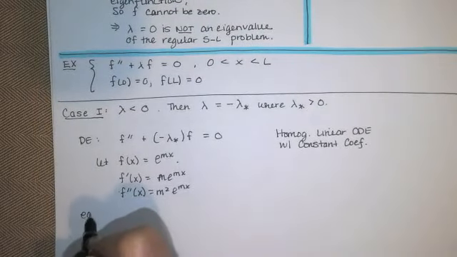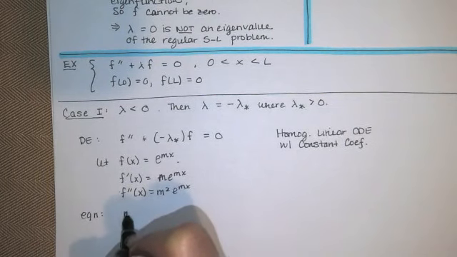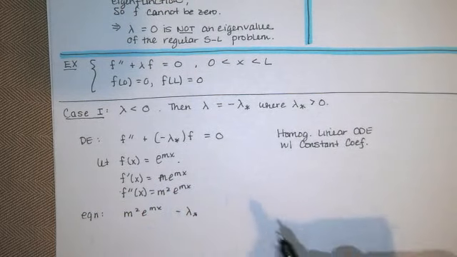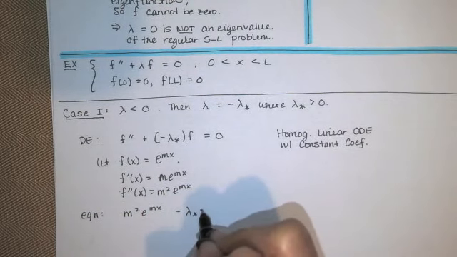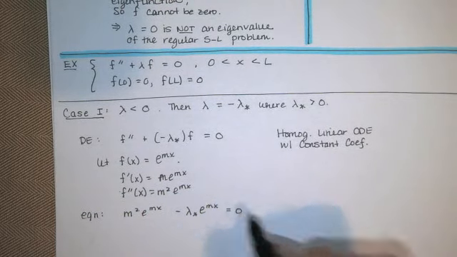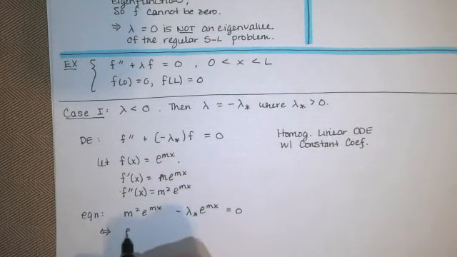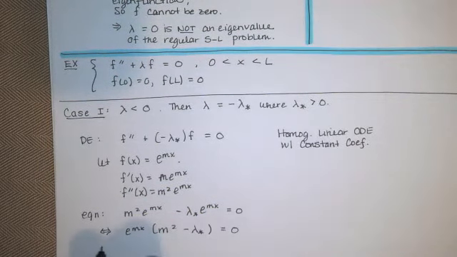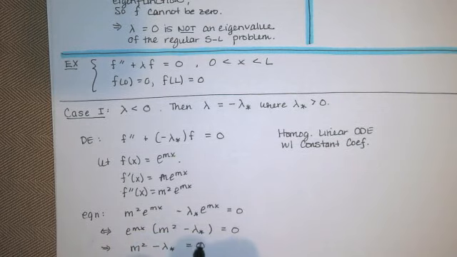Then if we go back to the differential equation and substitute, we'll have m squared e to the mx minus lambda sub star times f, which was e to the mx. That's going to equal 0. And then we factor out the e to the mx. Now that exponential function is always positive. So that means m squared minus lambda star is equal to 0.